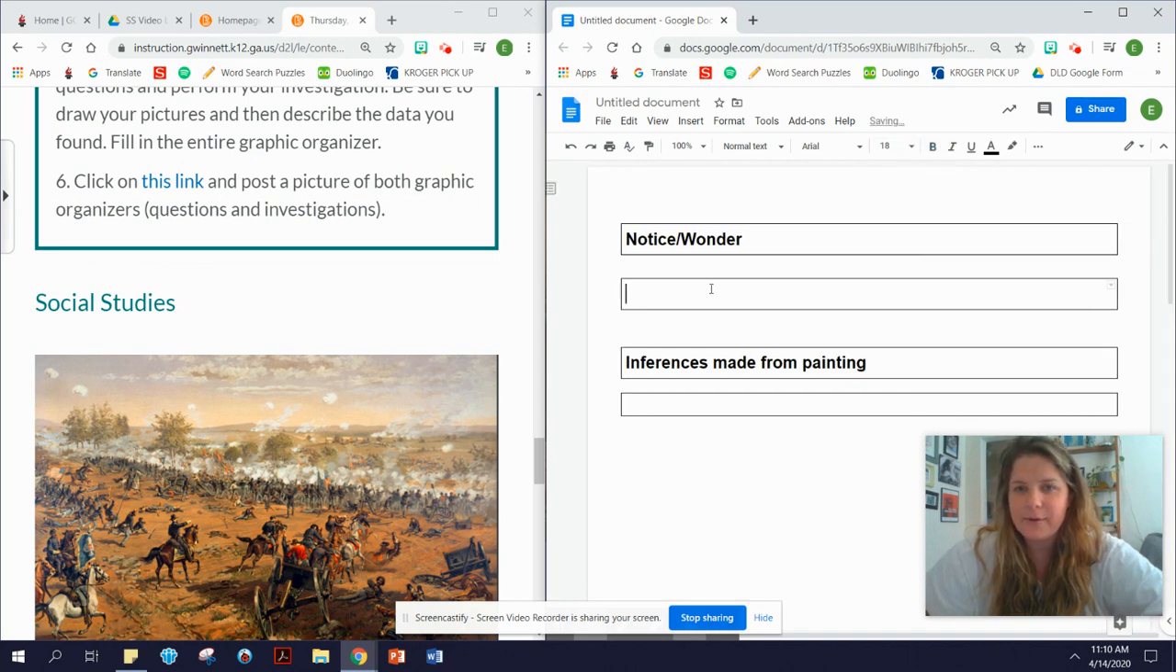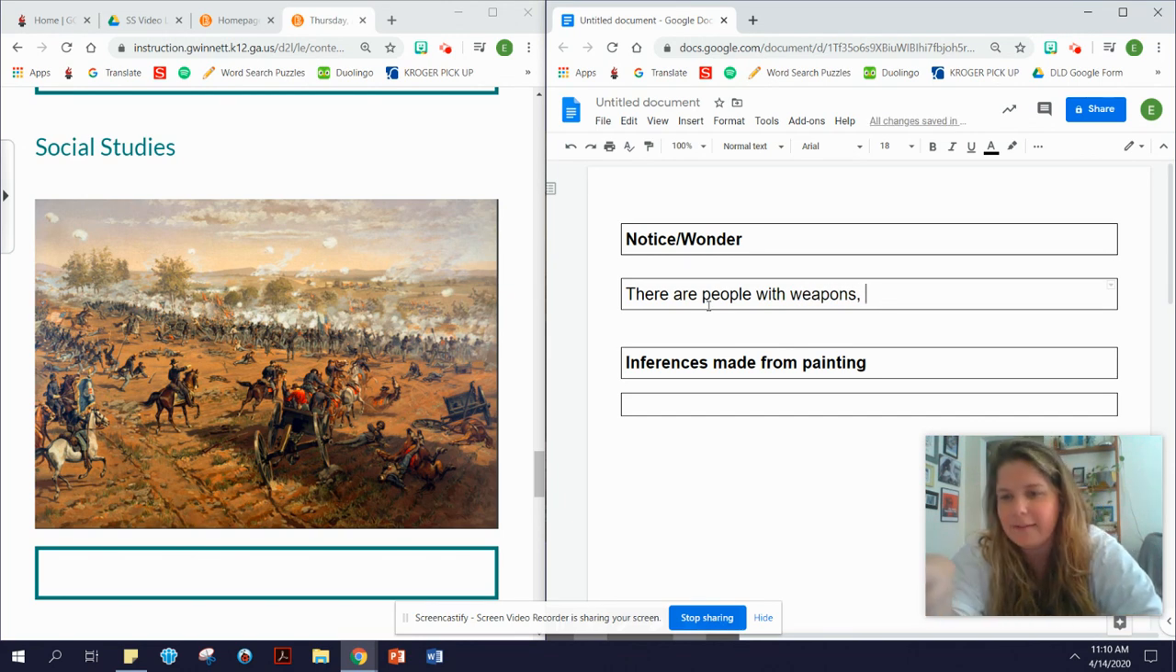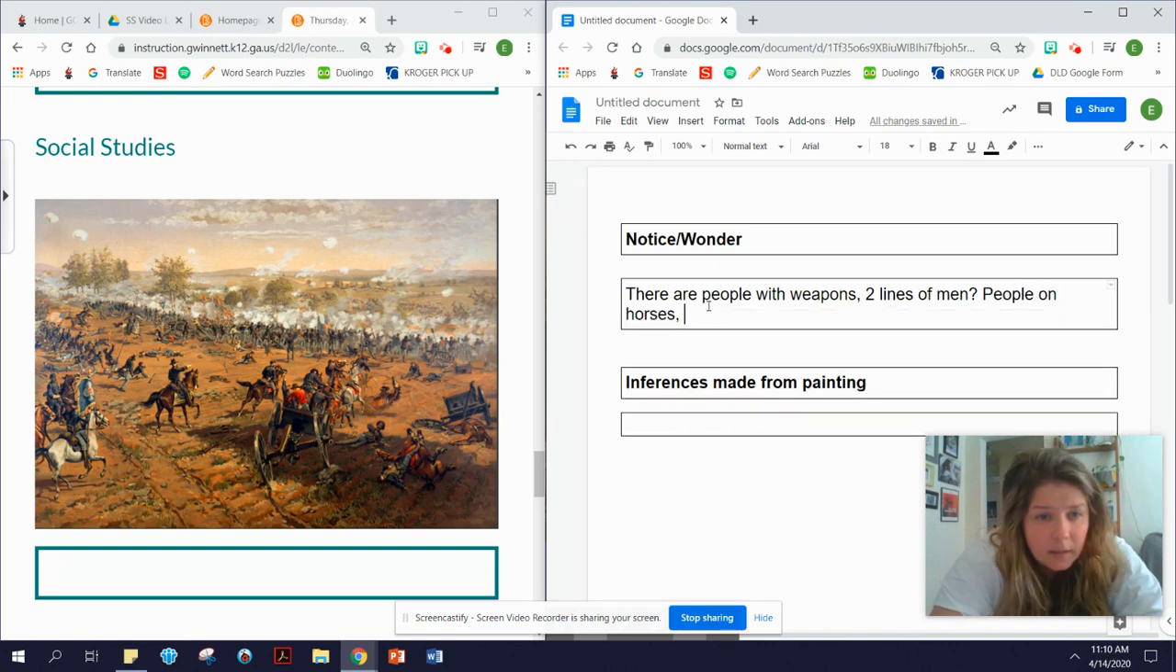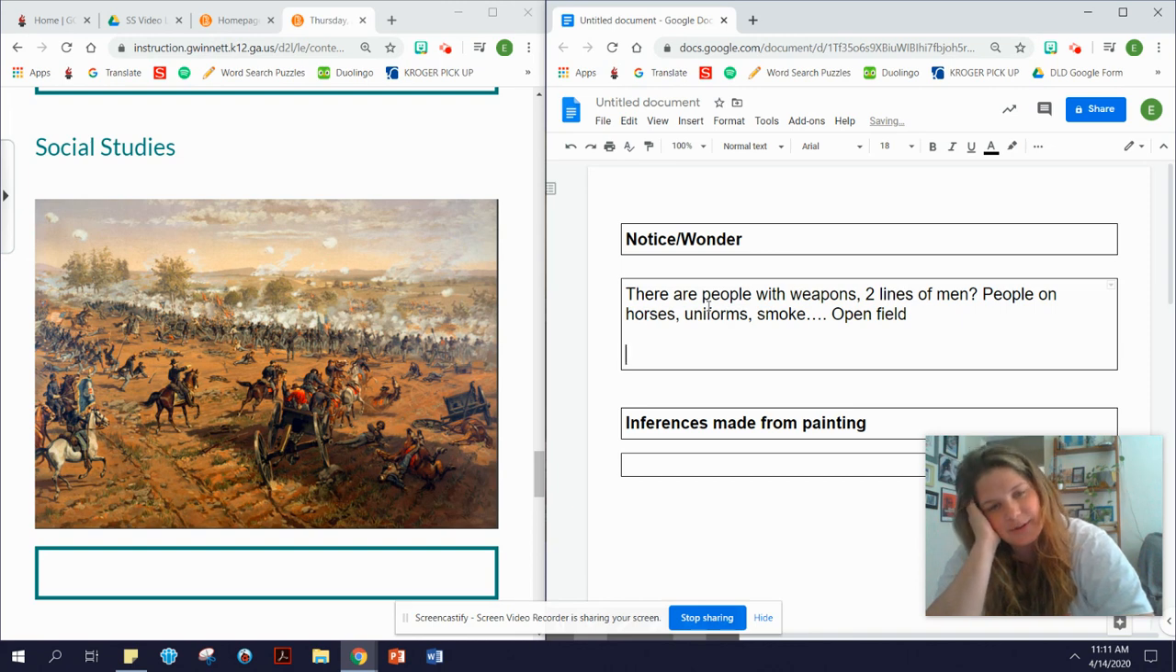So some things that I notice and wonder when I look at this painting: I notice there are people with weapons. There's a line of men on one side and then a line on the other. There are two lines of men. There are people on horses. I can see some uniforms. I see a lot of smoke. It looks like maybe from cannons or something. I see an open field. Maybe some of those things are the things that you noticed.